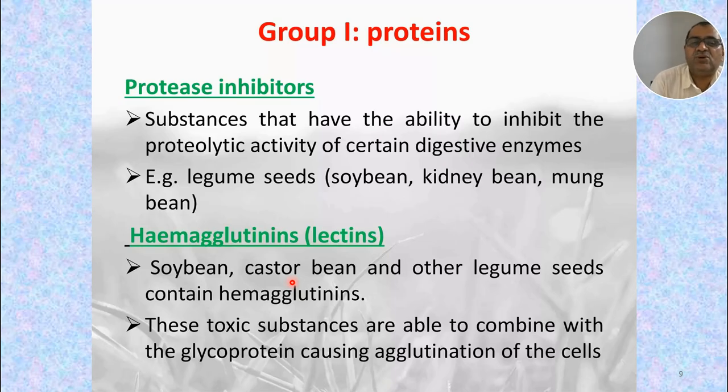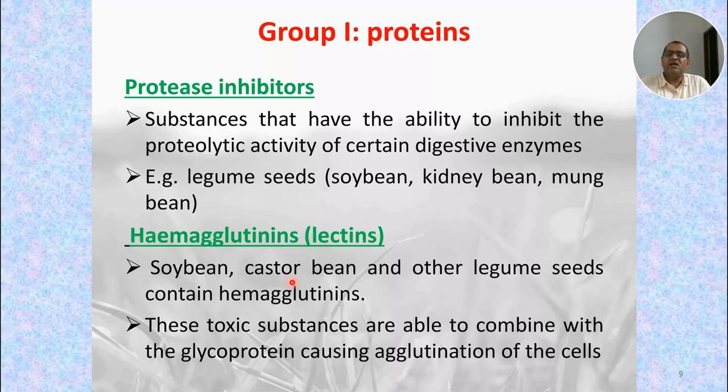Then the group 1, the proteins. Let us know what are all the proteins which inhibit the nutritional factors. The number 1 is the protease inhibitors. So this is one of the most popular terms that is known to the nutrition students especially. So the protease inhibitor, if it is present, has got the ability to inhibit the proteolytic activity of different digestive enzymes. So different digestive enzymes are present, especially in the stomach, starting from the stomach till the end of the intestine, and such enzyme activities will be inhibited by the legume seeds.